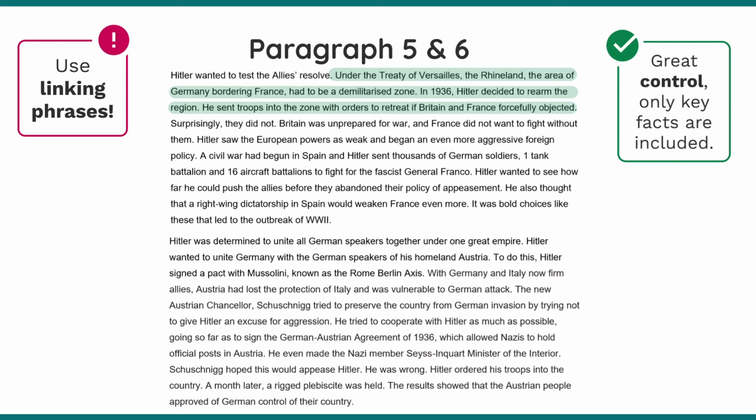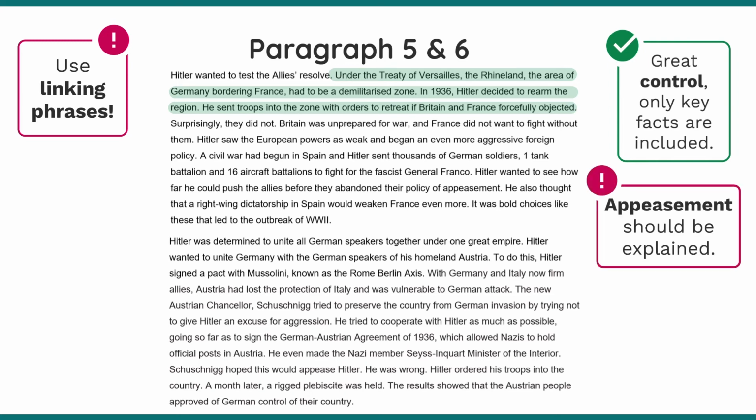I would love if this essay explained appeasement. It is mentioned, but it could be explained a little bit more. Because appeasement obviously is one of the main things that leads to the outbreak of World War II. So what is it in Hitler's foreign policy that made Britain and France particularly appease him? What exactly does that mean? And then that allows for him to do something else and do something else and do something else, and then World War II breaks out. So just make sure you do give a definition of the policy of appeasement.